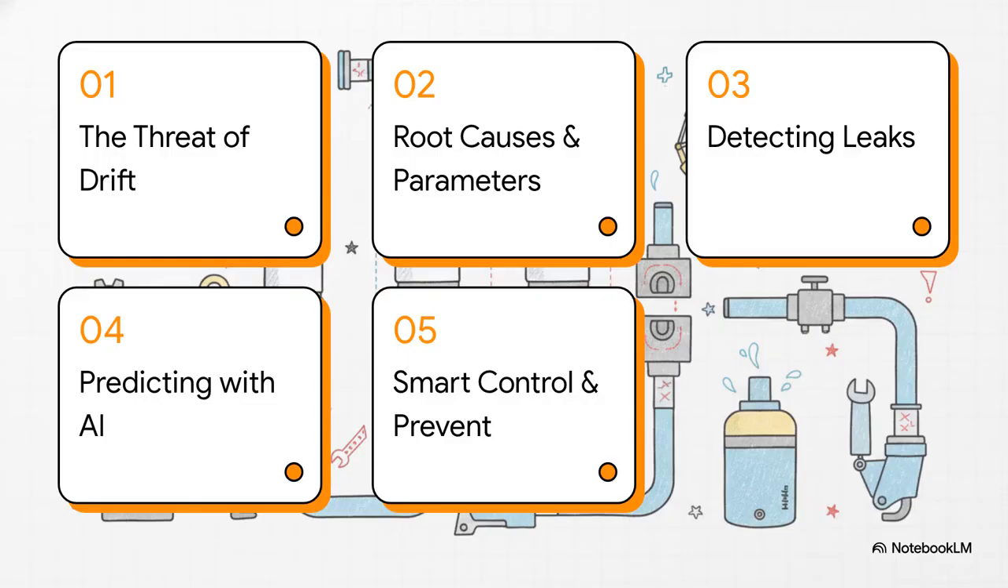All right, here's our roadmap for today's investigation. We'll cover the threat of cylinder drift, root causes and parameters, detecting the invisible leaks, predicting failure with AI, and finally, smart control and prevention.